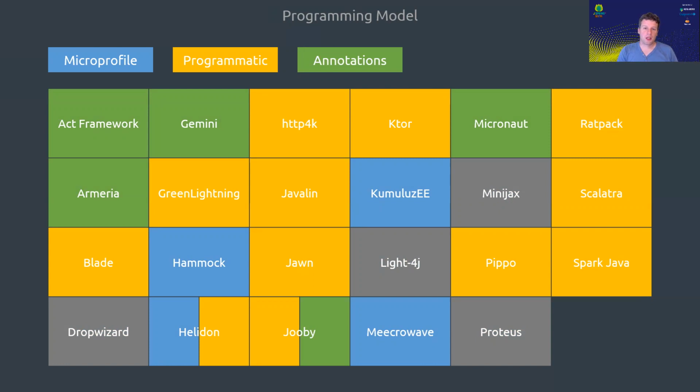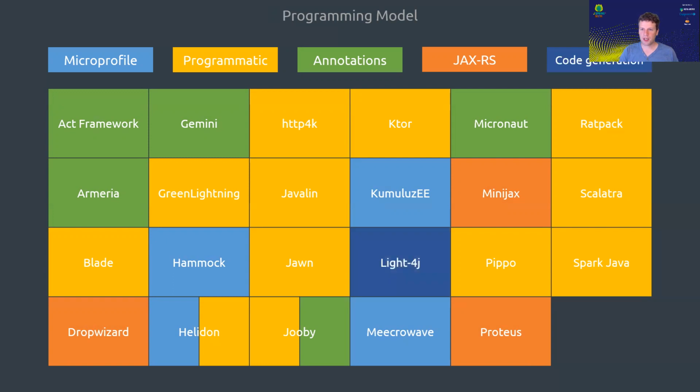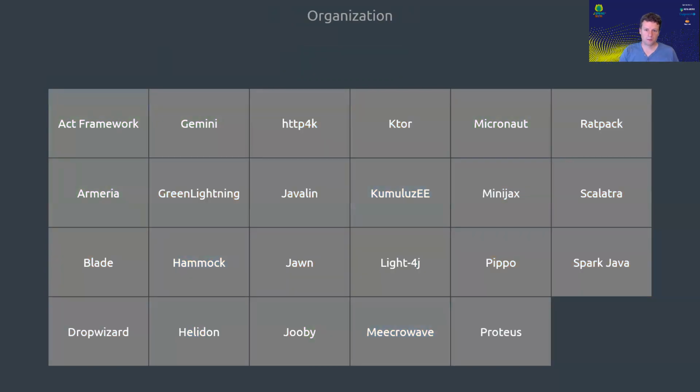Then there's some that are based on custom annotations. There's, for instance, Micronaut that has its own annotations, which are inspired by Spring. So it makes it easy for Spring developers to switch over. And the others have their own. What you also see, maybe interesting to notice, is that Helidon supports both microprofile and a programmatic model, and does that by actually splitting itself in 2 frameworks. So there's Helidon microprofile and there's Helidon SE. So later in some other slides, you might see Helidon appear as 2 frameworks. Then there's a couple that are purely centered around JAX-RS, and Light4j is based on code generation, which makes it an interesting outlier here.